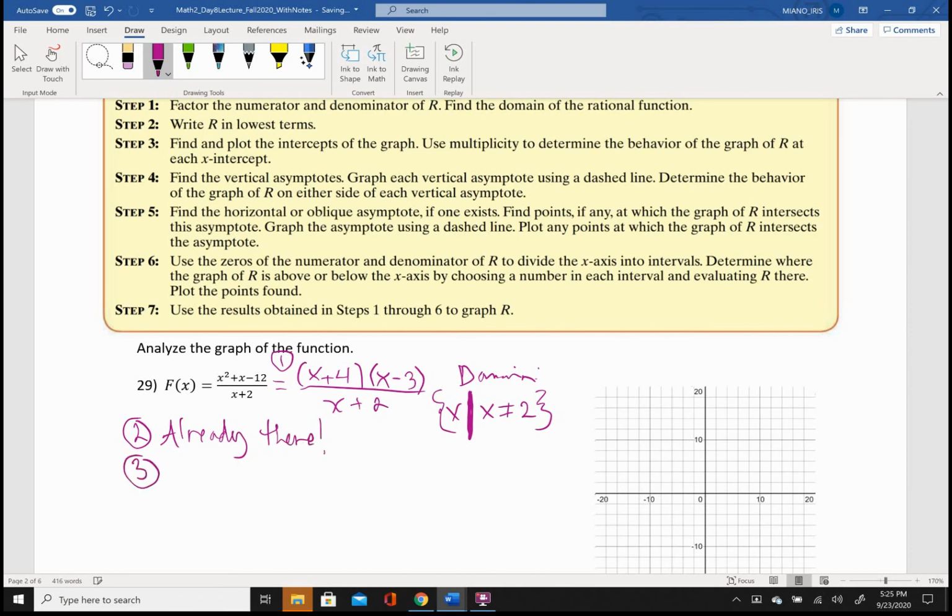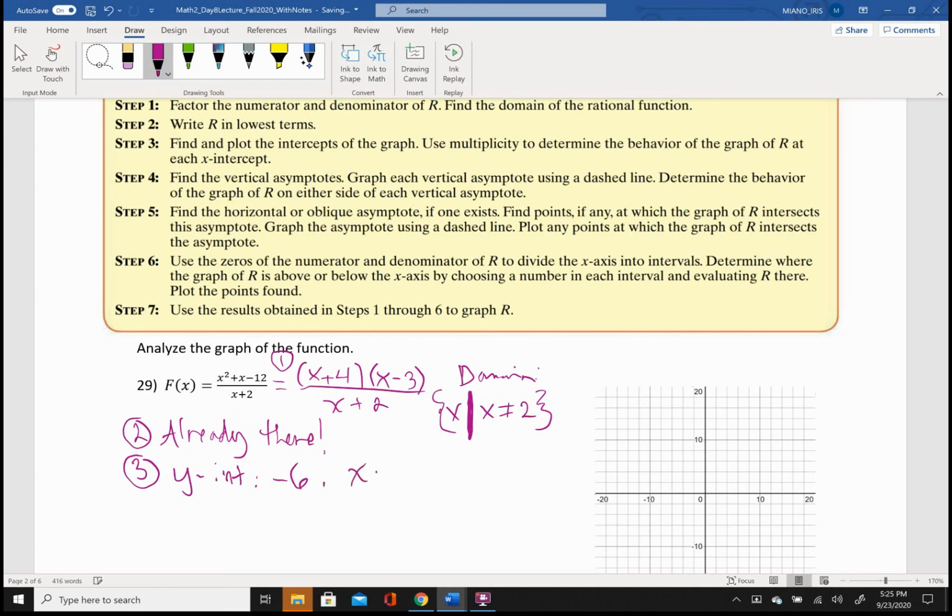it asks us to find and plot the intercepts of the graph and use multiplicity to determine the behavior of the graph of R at each x-intercept. Okay, so we're going to find the y-intercept first because that's the easiest. The y-intercept is going to be, well, plug in zeros for all your x's, and what do you get? Well, there's a 0 here, a 0 there, a 0 there, and what's left is going to be negative 12 over 2. What's negative 12 over 2 reduced down to? Negative 6. So there's your y-intercept.